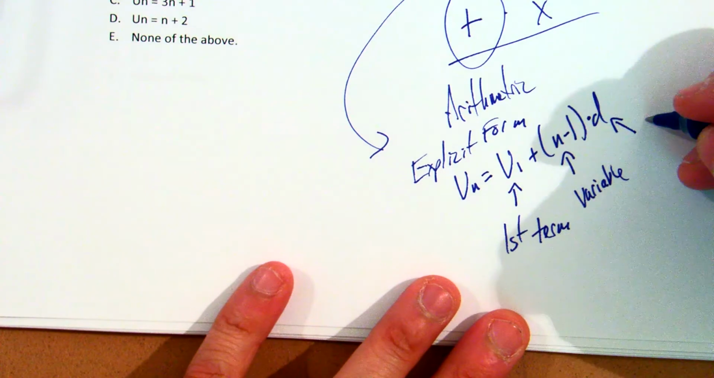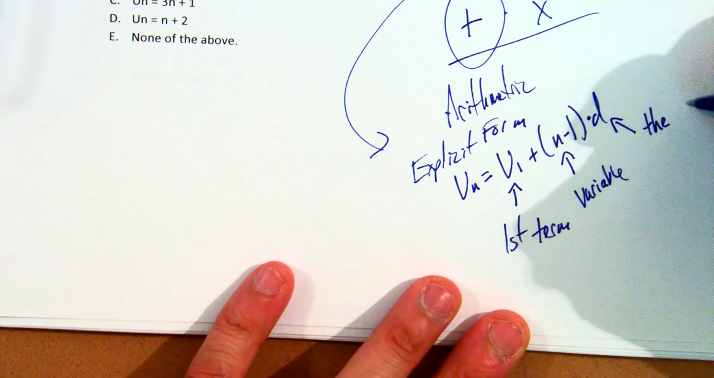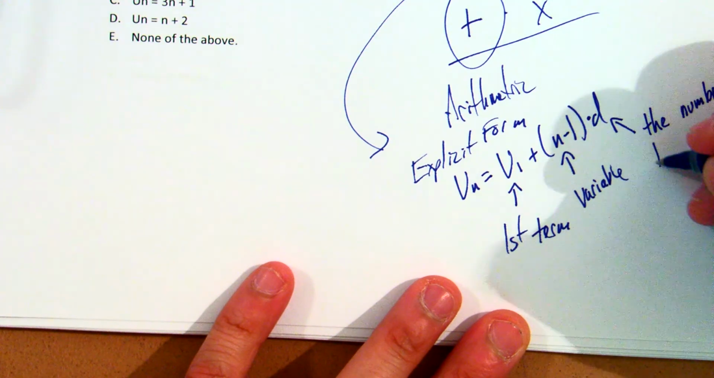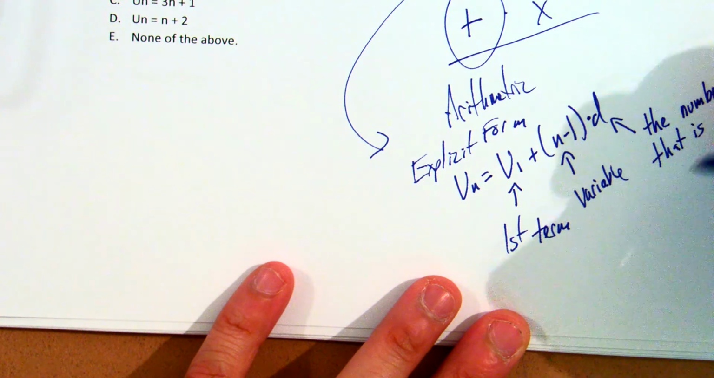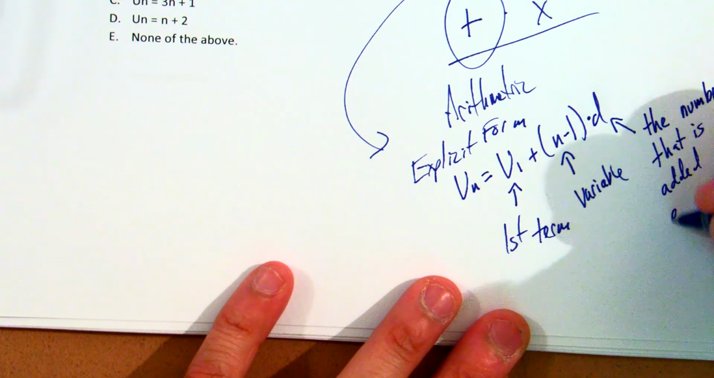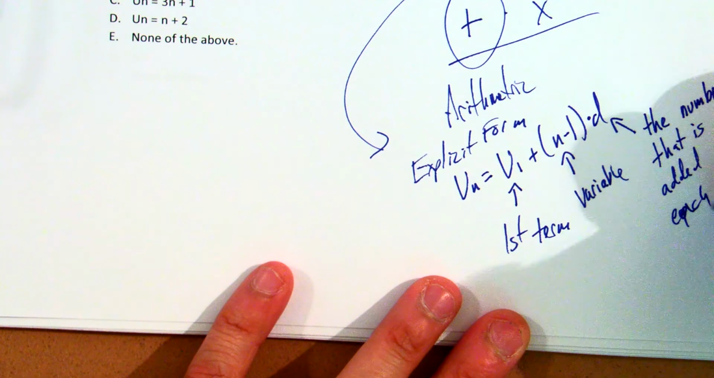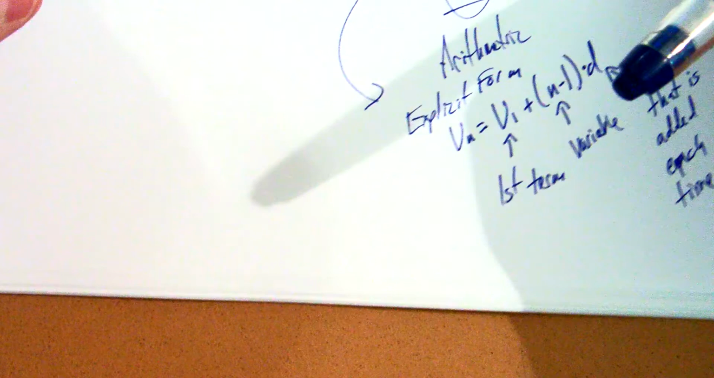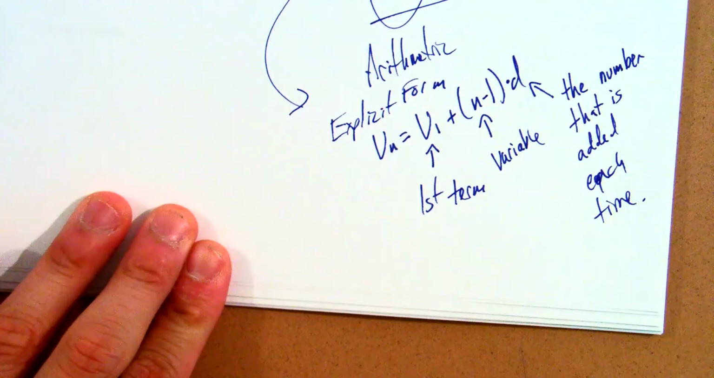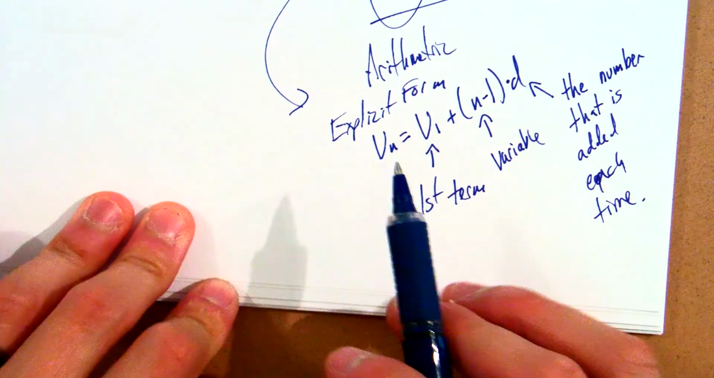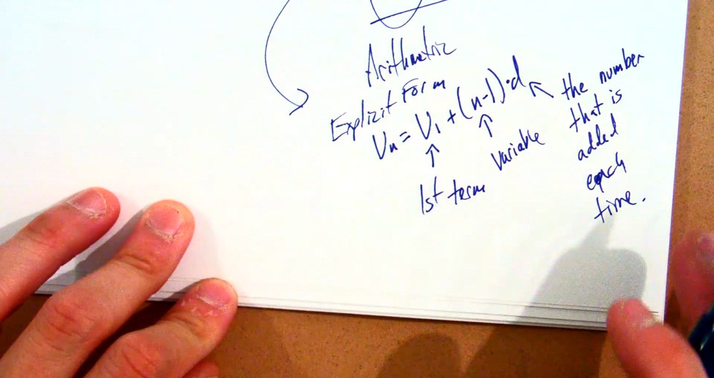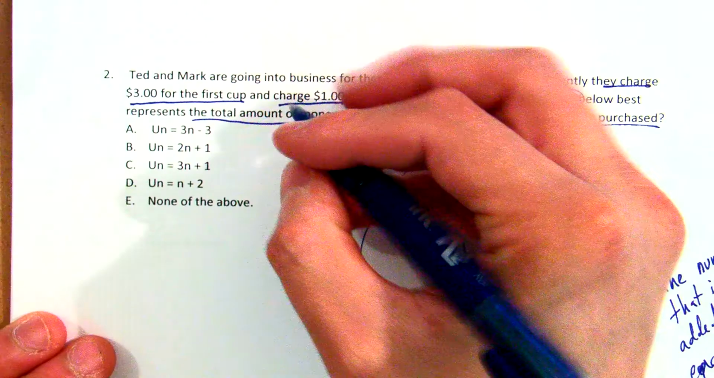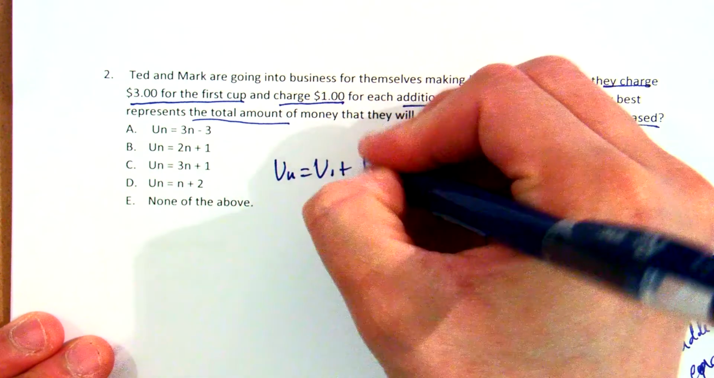The number that is added each time. Okay, question. In this case, so this is our equation, you don't have to use it. I'm going to show you how to do it without it in a second, okay? So let's fill this in. So what we got? Un equals U1 plus.